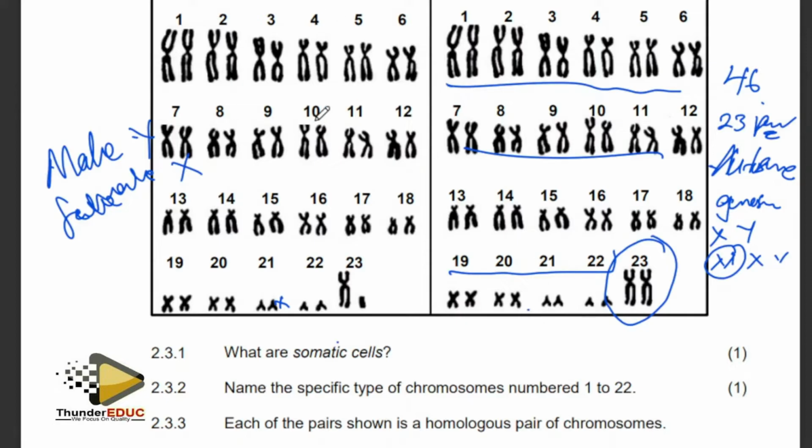Because you know that an individual is supposed to have 23 pairs. If you just say 23 pairs or 46 chromosomes, it is wrong. Check before you conclude anything. Please check the chromosome number 21.